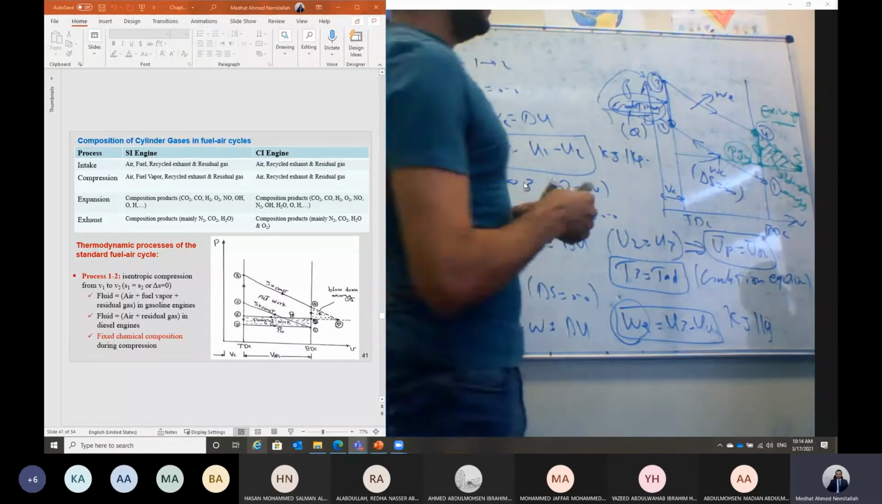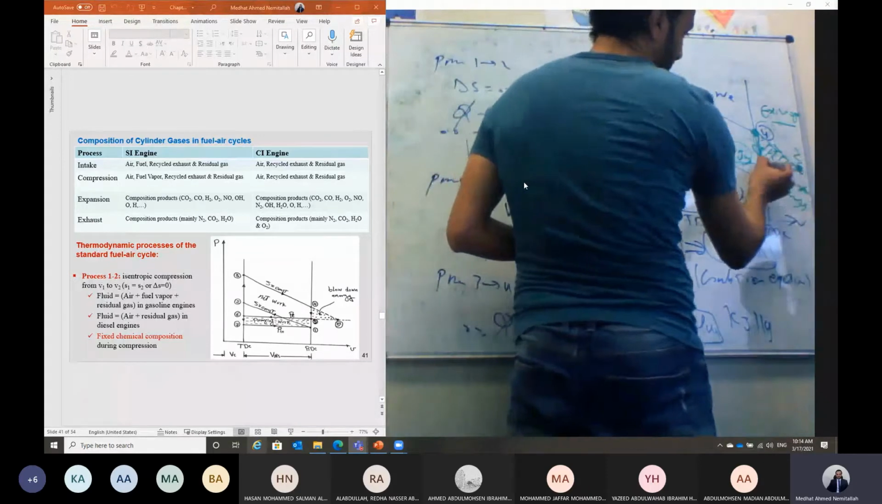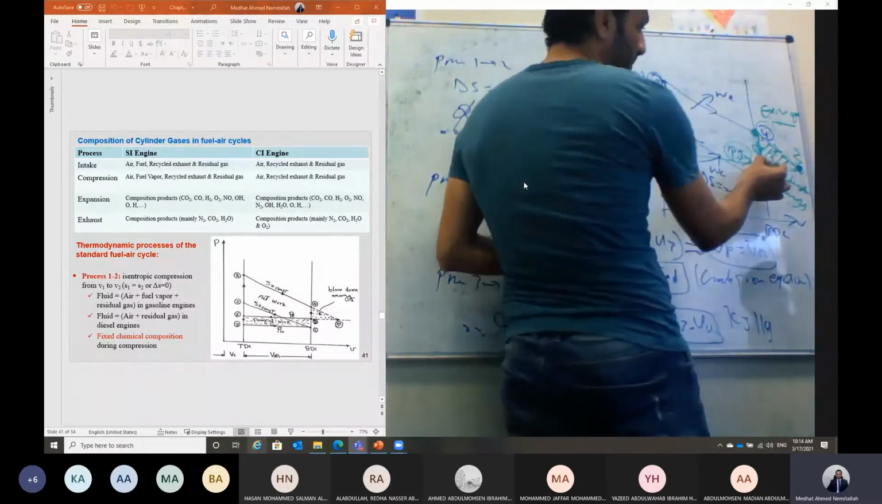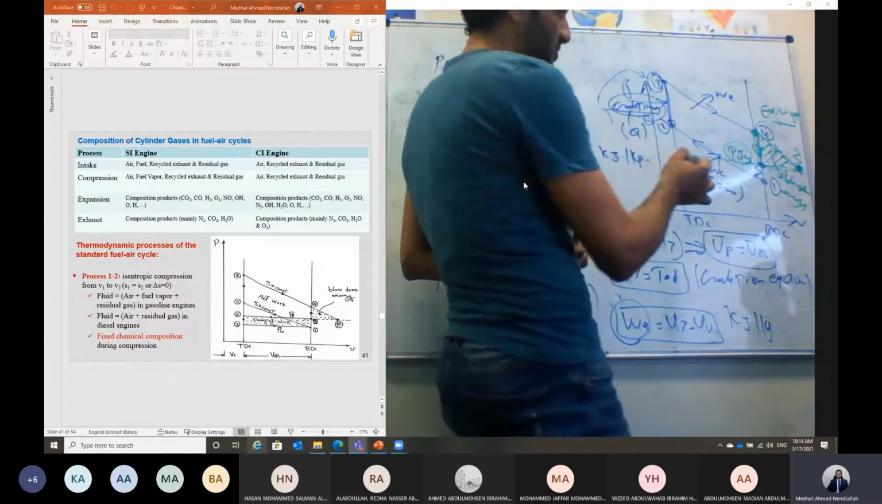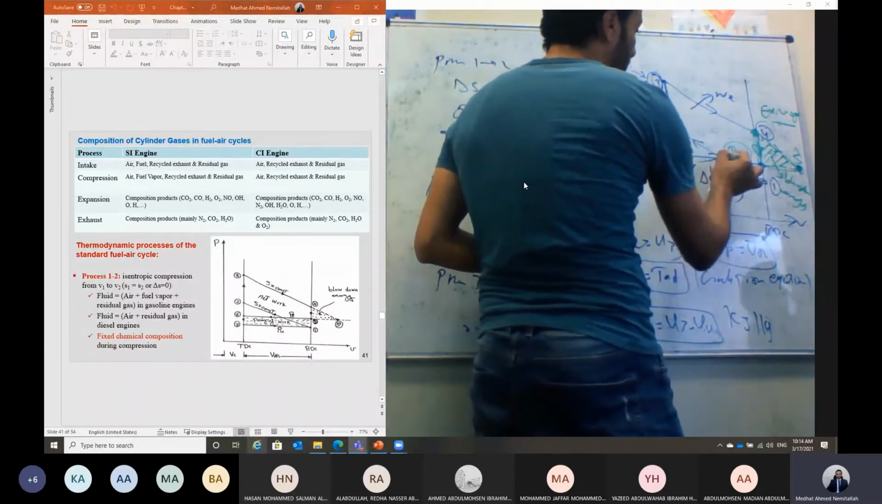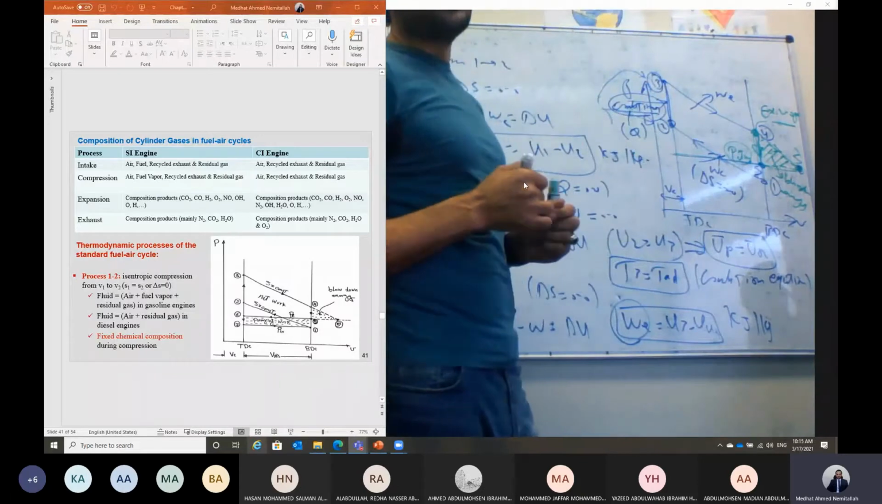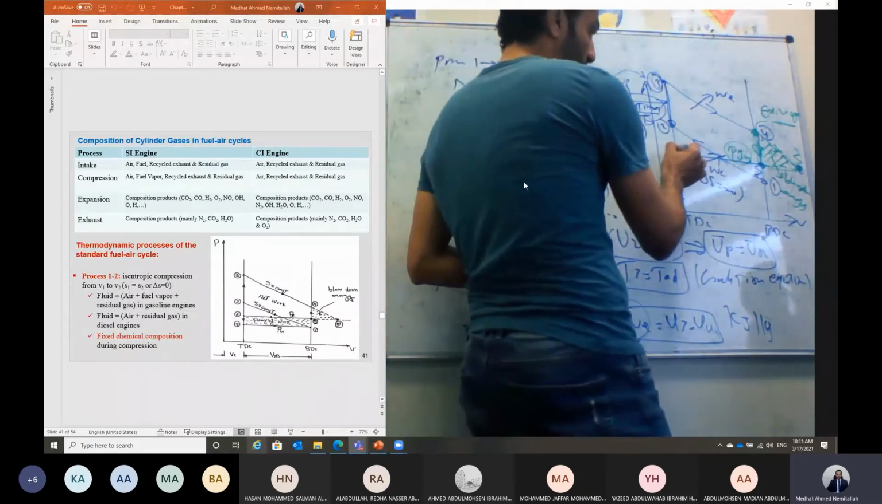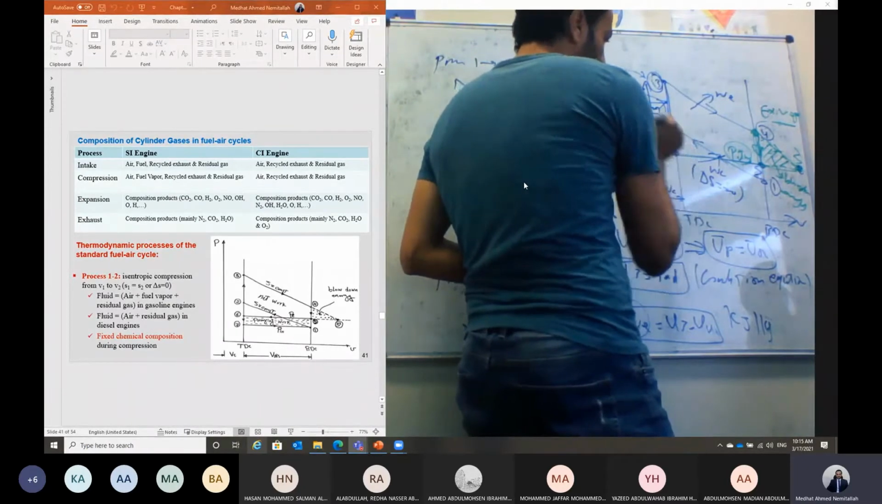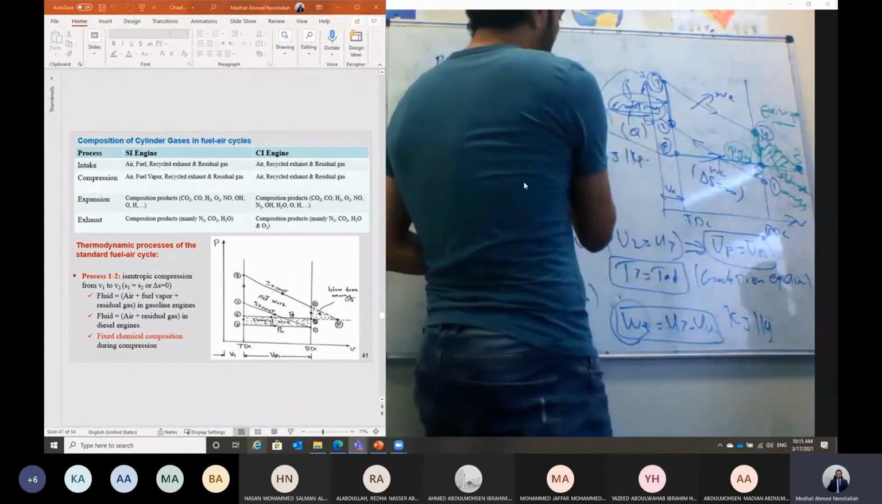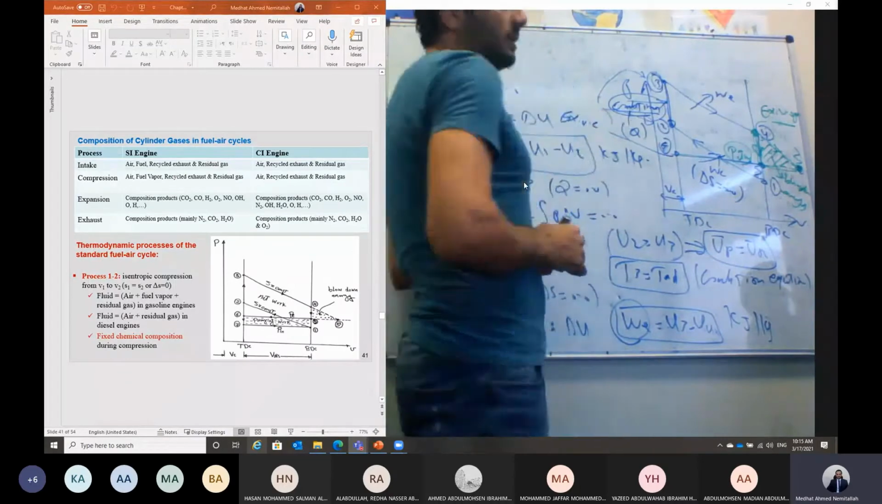So let's say this is 5 prime, and this is actually point 5. The piston is at the bottom dead center, and the pressure inside the cylinder is almost atmospheric. The piston will be moving from the bottom dead center to the top dead center until it reaches, let's say, point 6. At point 6, the exhaust valve will be closing.